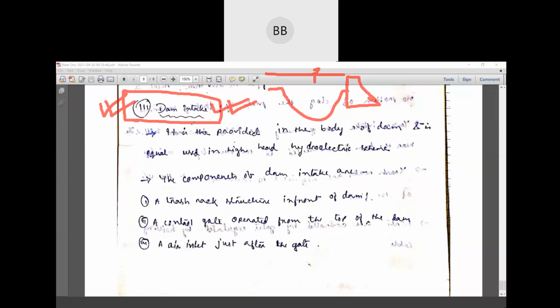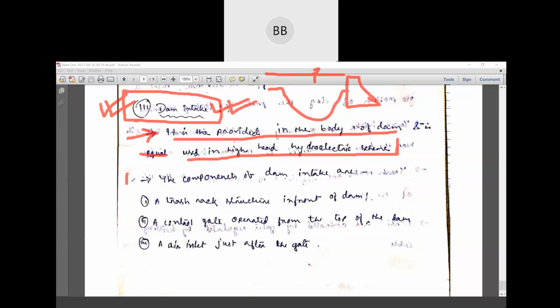So you can just write it down. The first point in the dam intake: it is provided in the body of the dam and is used in high head hydroelectric schemes.